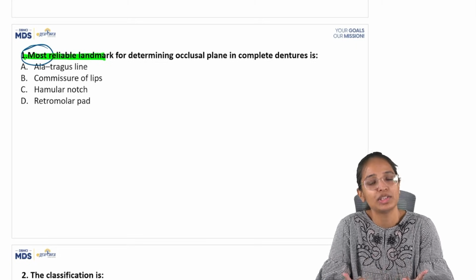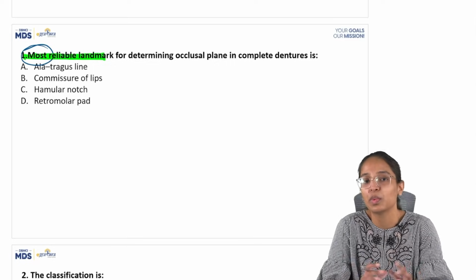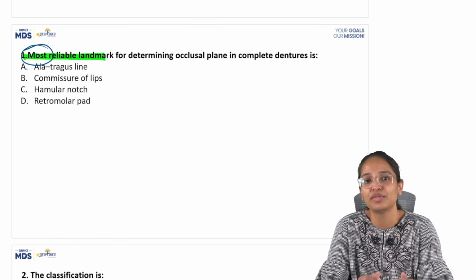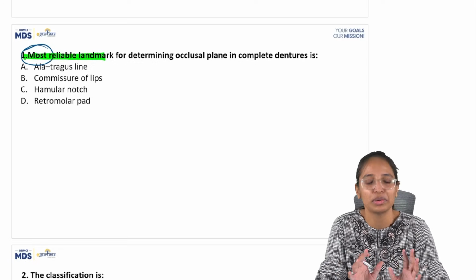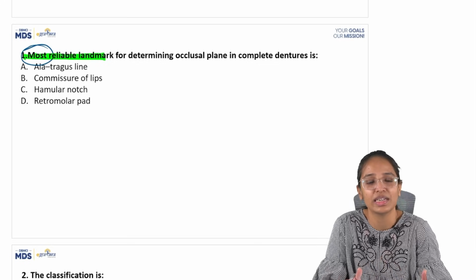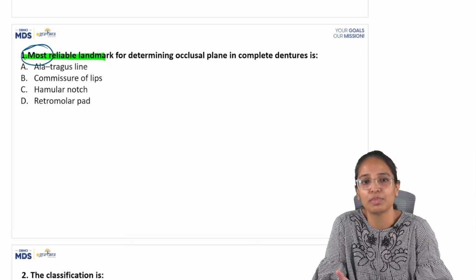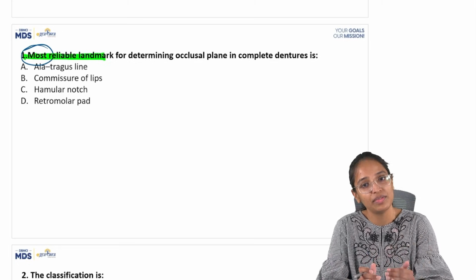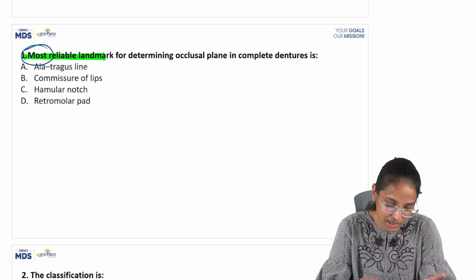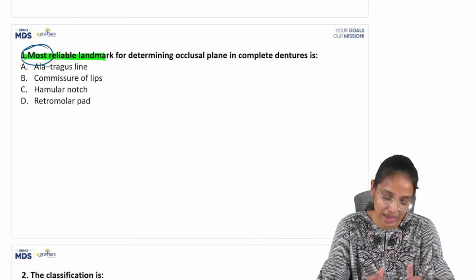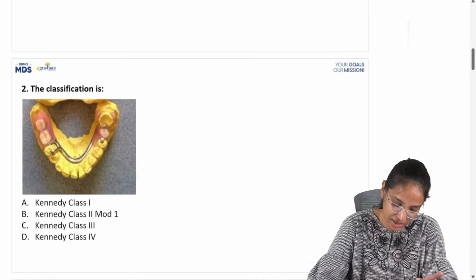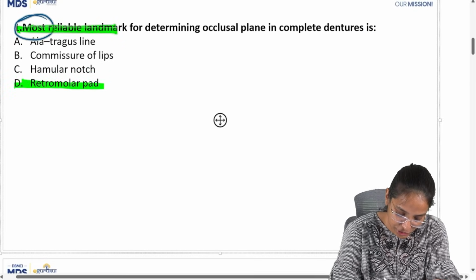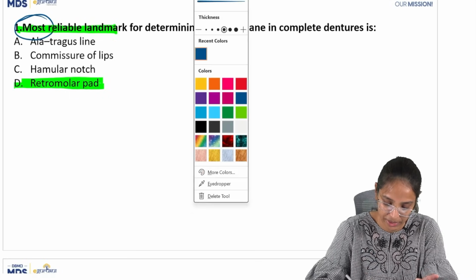Now, the decision-making process here is determined by what all factors. When we say most reliable, we want to see which is anatomically one of the most reliable landmarks, which does not have a lot of variations. Second, which is easy to identify for us, or even as a simple student also, and something that gives you the whole picture by even just one landmark. Now, when we look at all four of the options, allotragus line, commissure of lips, hamular notch, and retromolar pad area, the correct answer here is retromolar pad area. Now, I'll explain you why.